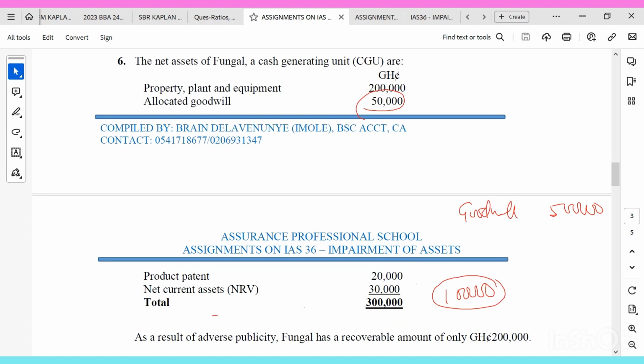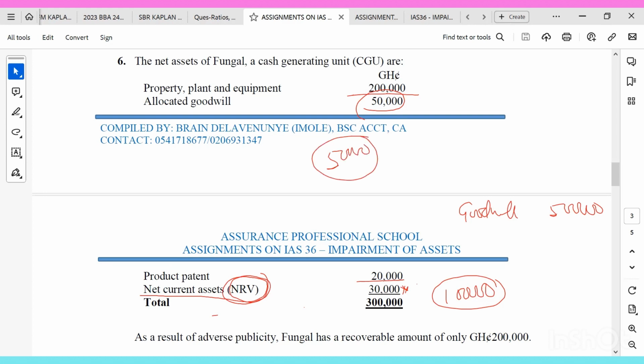And the 50,000 will now be shared between the PPE and then the patent. You consider the current asset, they are giving you the net realizable value. So this is their net realizable value. You are going to realize all the what, 30,000. There will not be any reduction in it, so impairment will not count to this one. But since there is nothing concerning the patent and then the property, plant, and equipment, we assume that they are the ones that are going to share the 50,000.